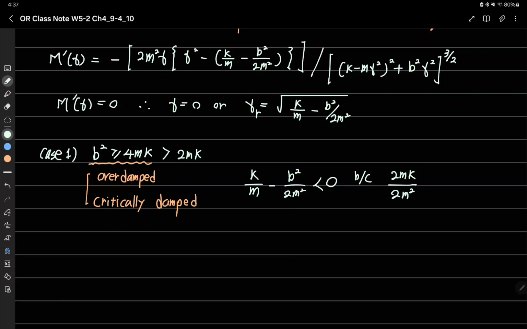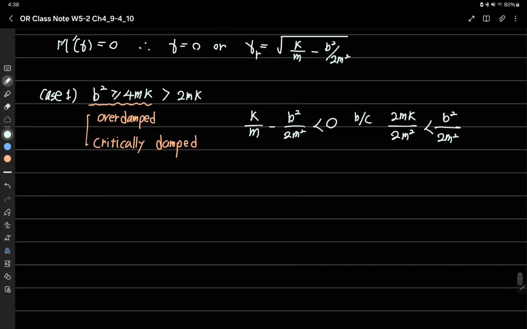But the problem here is the assumption that 2mk is less than 4mk, and 4mk is less than or equal to b squared, which means that b squared is greater than 2mk. So this must be a minus, I mean, this must be less than, right? And the b squared over 2m squared, right? Because of that, this quantity is less than zero. Okay.